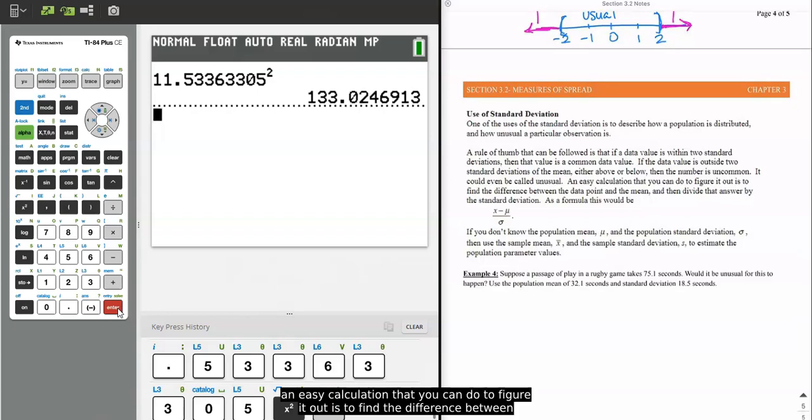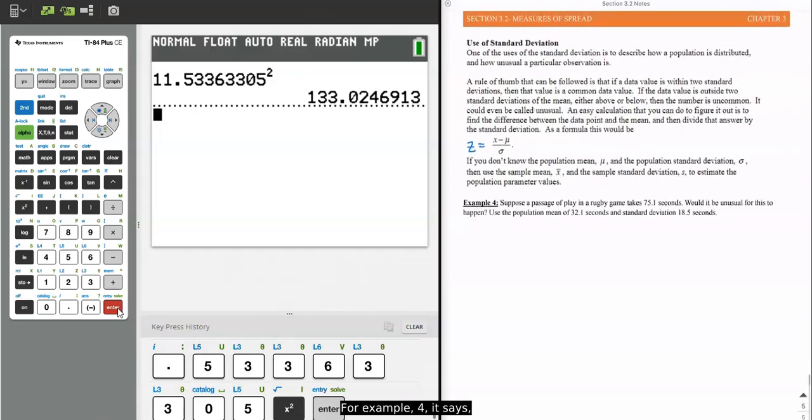An easy calculation that you can do to figure it out is to find the difference between the data point and the mean, and then divide that answer by the standard deviation. As a formula, this would be x minus mu over sigma, and this we usually say, it's not written in our formula, but we say z is equal to this. So if you don't know the population mean and the population standard deviation, then use the sample mean and sample standard deviation to estimate the population parameter values.